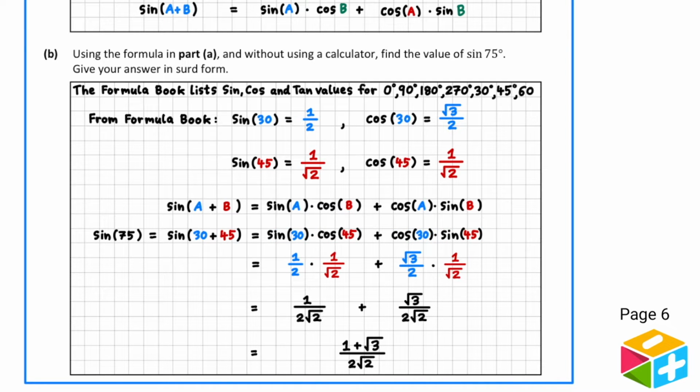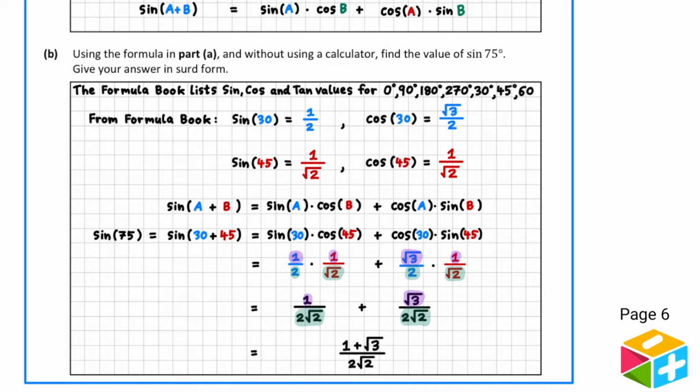To multiply fractions, you multiply together the numerators and multiply together the denominators. We can use this to simplify. For 1 over 2 times 1 over root 2, the numerator will be 1 times 1, which is 1. The denominator will be 2 times root 2, which is 2 root 2. Now for the root 3 over 2 times 1 over root 2. The numerator will be root 3 times 1, which is root 3. The denominator will be 2 times root 2, which is 2 root 2.